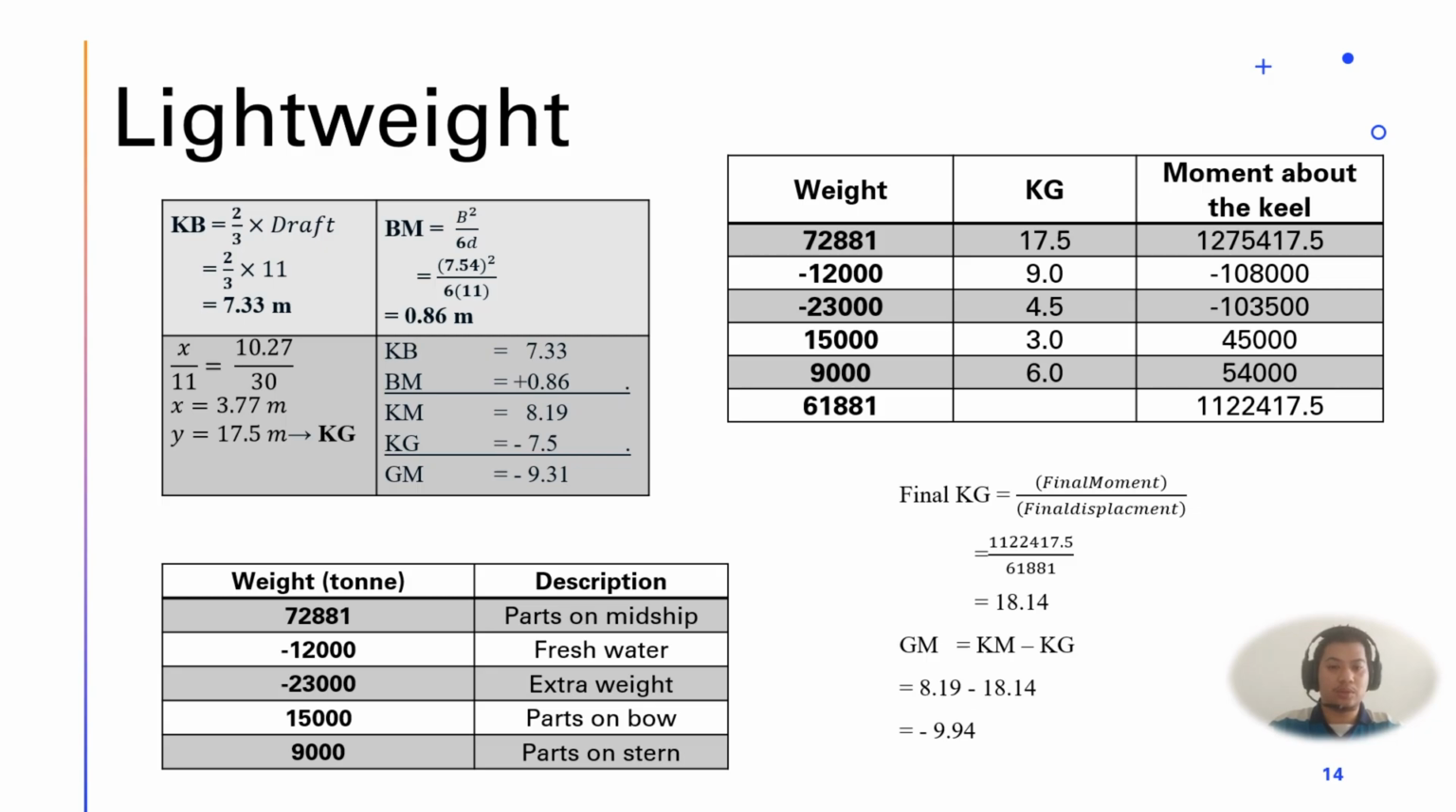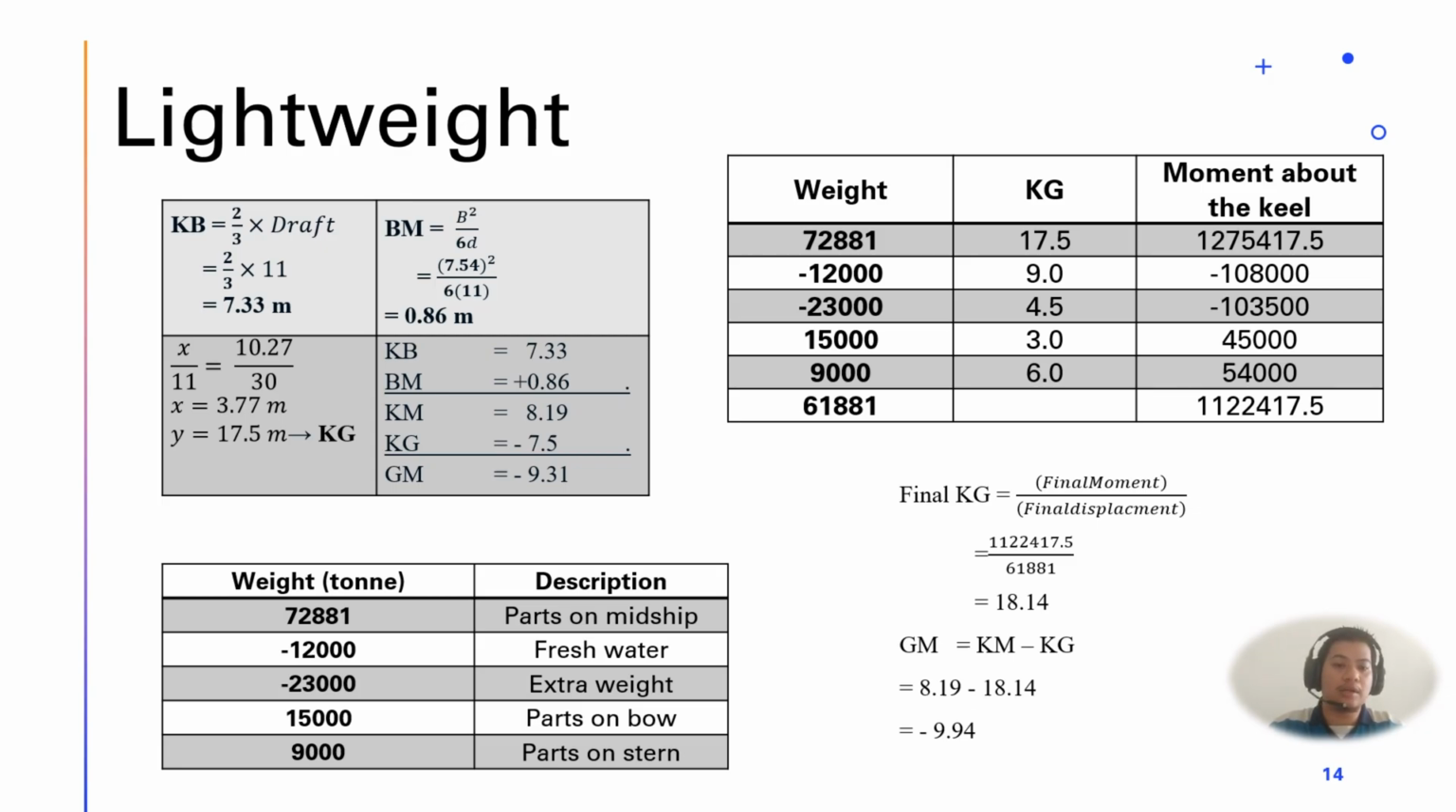Okay, so we continue. The longitude moment. To calculate the longitude moment for the lightweight, the KB is first determined using the formula 2/3 times the draft, resulting in 7.33 meters. The BM is giving the value of 0.86 meter. The KM is calculated by adding KB and BM, resulting in a value of 8.19.